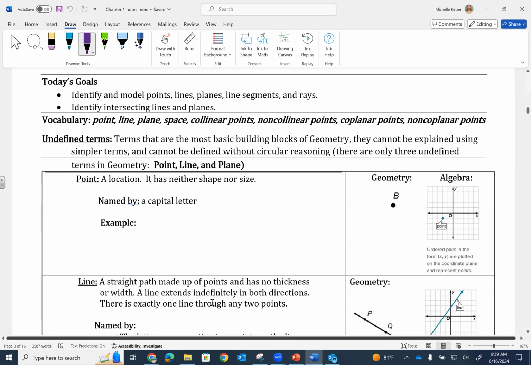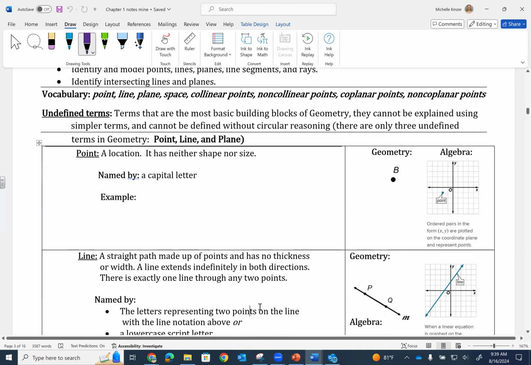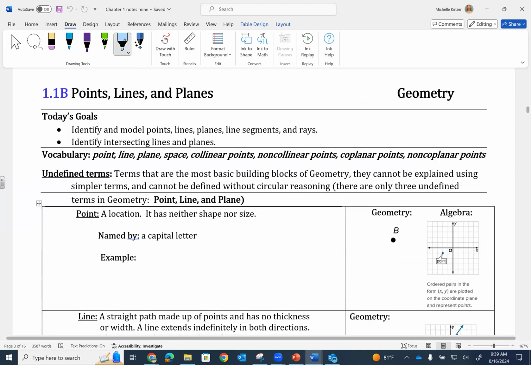Okay. And so what we'll have would be a point is a location. Normally I think about a location to be a location that has no shape or size. And I would say like a point in time or a point like on a map. Okay. It's right there.